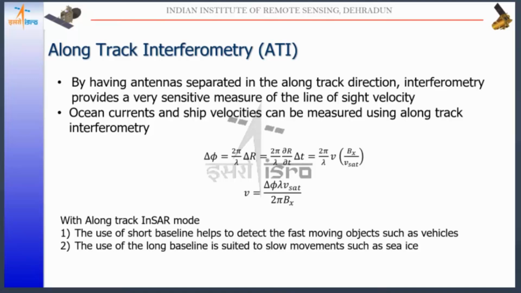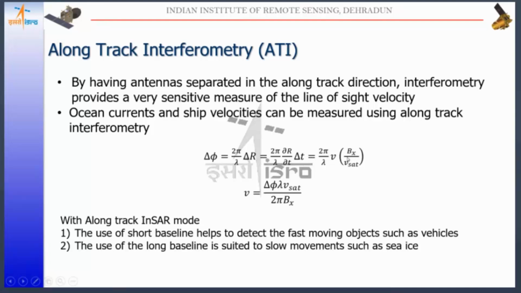Okay, so the formulation of that one is relatively simple. The formula is delta phi equals 2 pi by lambda into delta r, if the 2 antennas are located on the same platform. Then if we divide by delta t, we get del r by del t into delta t. Then this del r by del t is given by velocity, that is the velocity of any moving thing. And this delta t we have to find out from the SAR sensor.